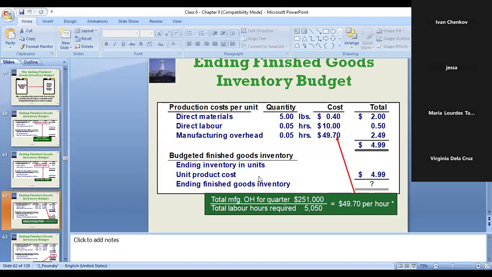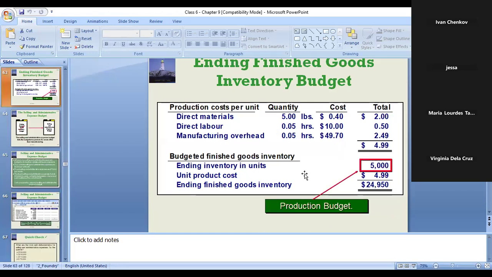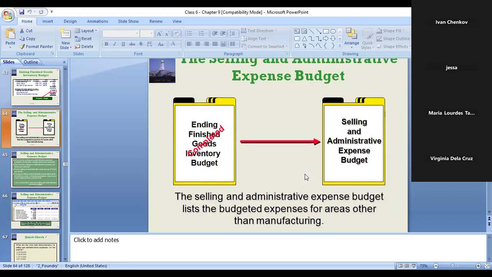Now we're done with the production budget. We've covered everything that we can cover in production. So we have this number of ending inventory: we calculated that we have 5,000 units, so our cost of the inventory is $24,950. Now we have to start with our period cost.